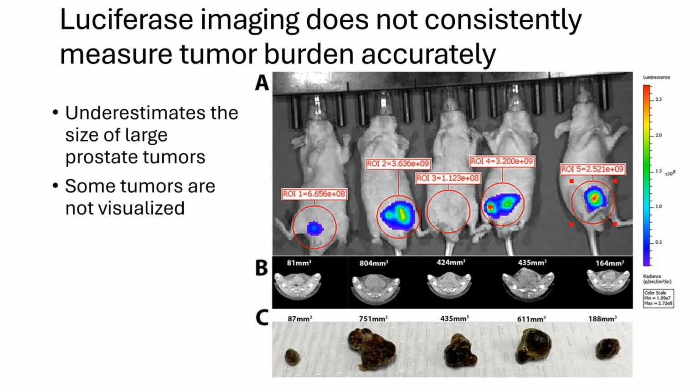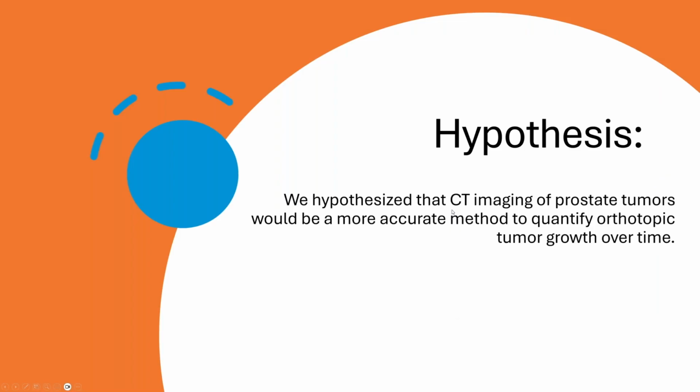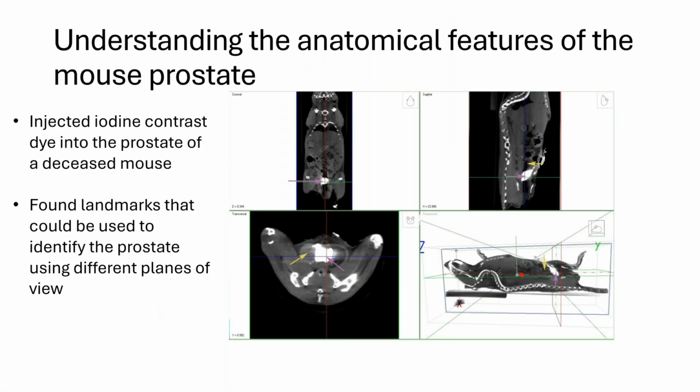So we decided that we wanted to see if there's a better way of doing this, because we were obviously getting really frustrated. One out of five animals that had a tumor, we weren't able to actually visualize. So we hypothesized that using a CT imaging system might be a more accurate way to quantify the orthotopic growth of these prostate cancer cells.